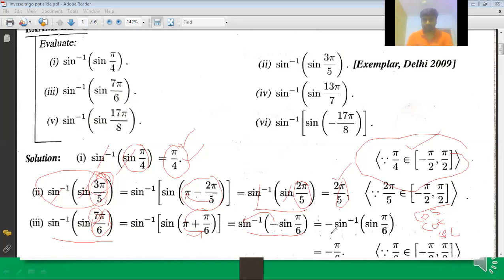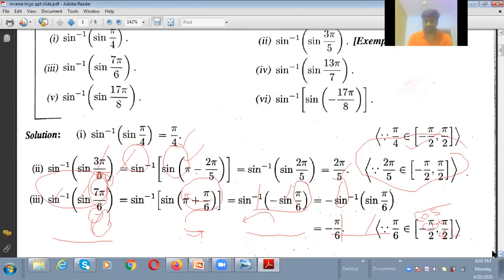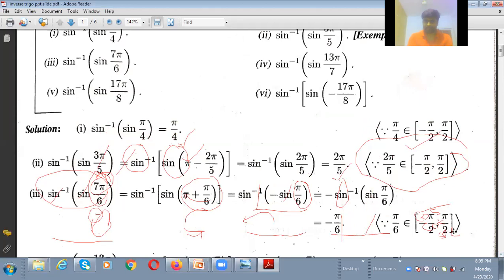Anyway, see here: minus sine inverse sine pi by 6. Now sine inverse gets cancelled, so we got minus pi by 6. Is minus pi by 6 correct in this domain? Have a look at that. Yes, minus pi by 6 belongs to this domain, correct? Now let us go for the next question.